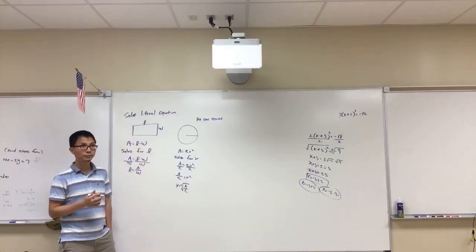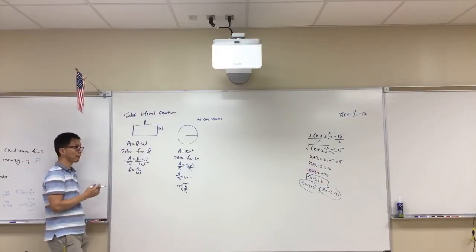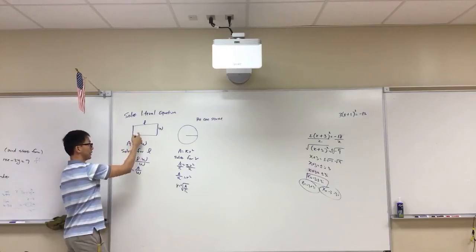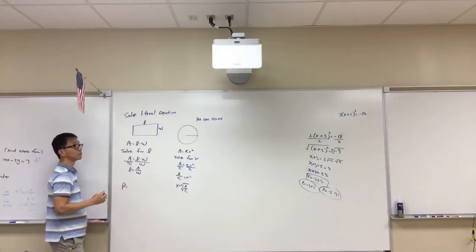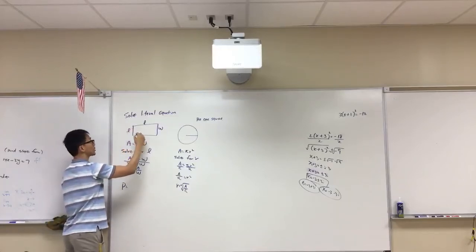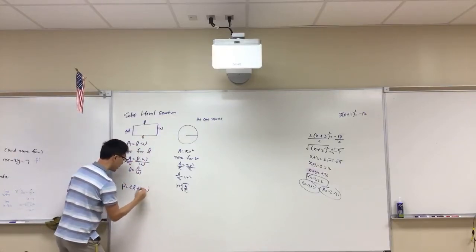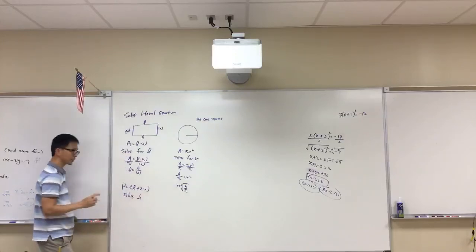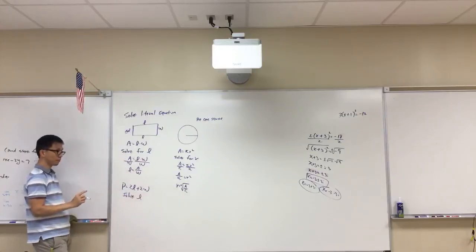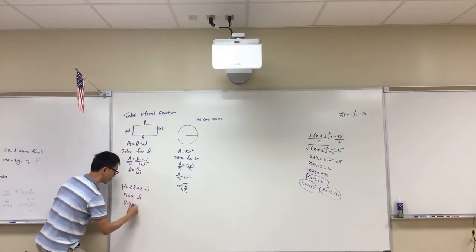So those are easy, right? Now we'll get to somewhat more difficult ones. How about the perimeter of this? What is perimeter? You add all sides. This one's W, and this one's L, right? So it would be equal to 2L plus 2W. And we say solve for L. How do I do that? Get L by itself. How do I do that first? Minus 2W, good. So it'd be P minus 2W equal to 2L.